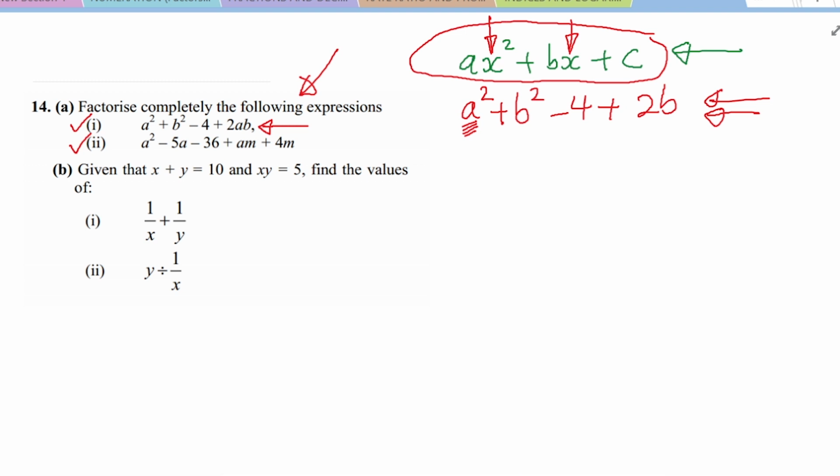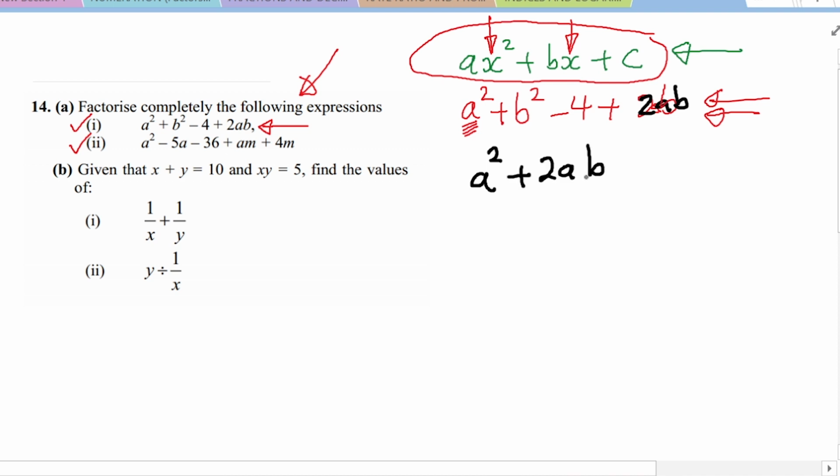So that means that if I'm making a my value of x, this is going to become a squared. Then it's going to become a squared plus 2ab, that is plus 2ab. Then I'll say that is plus b squared minus 4.